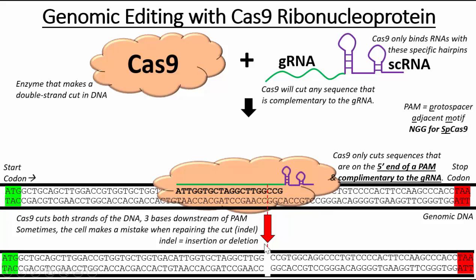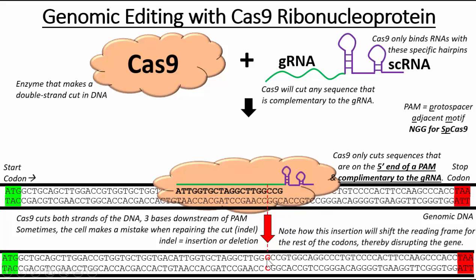So let's just say in this case, that the cell mistakenly puts in a G at that cut site, and the corresponding base across from that would be a C. Now this minor change will have a dramatic impact on the expression of that gene, because what we've done here is we've inserted an additional base into that gene sequence. So all of the codons from this point forward will be shifted off by 1. And so we call that a frame shift mutation. And what that means is that we no longer have the same amino acids here on the second half of this gene.